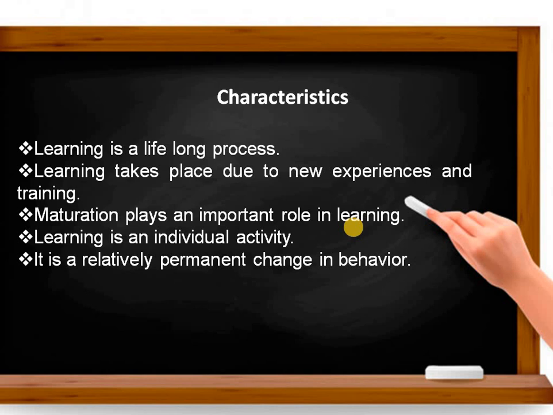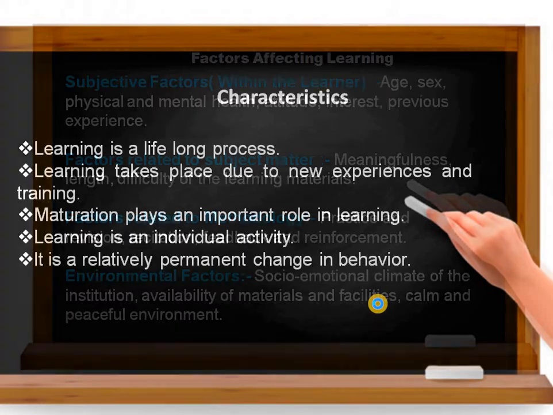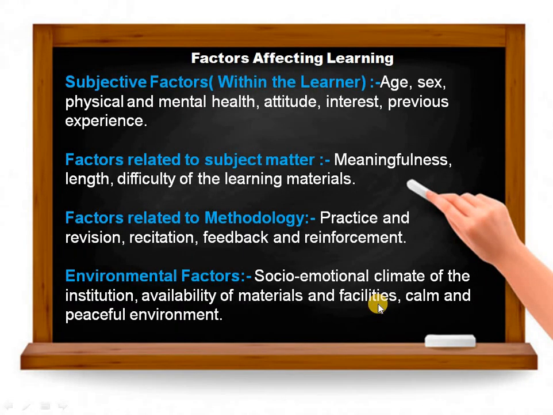For example, we cannot teach children of class 1 the concept of mathematics of class 10. Next, learning is an individual activity, yes, because every individual is different from each other. The speed, the way of learning of every individual is different. And as I have already told you, it is a relatively permanent change in our behavior.